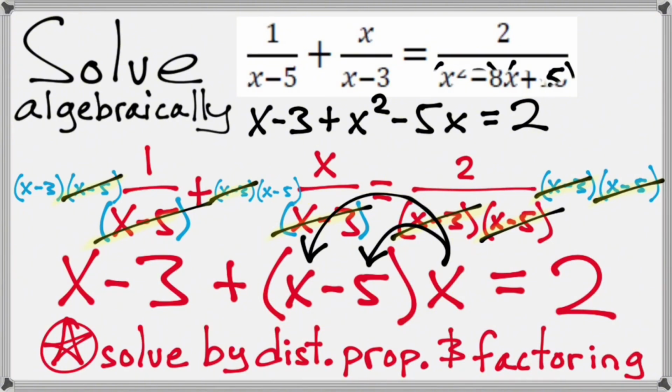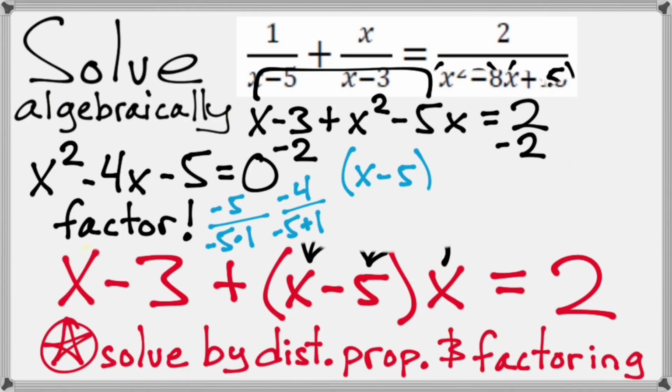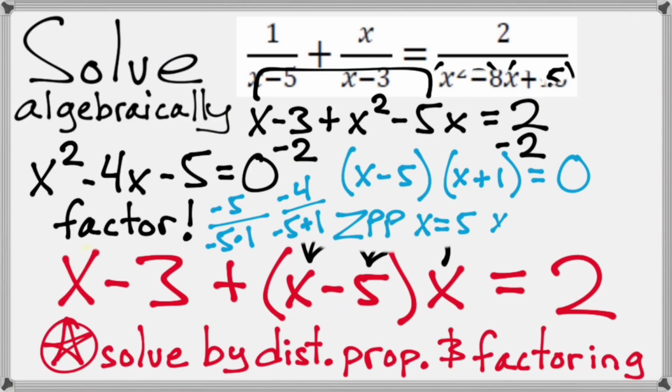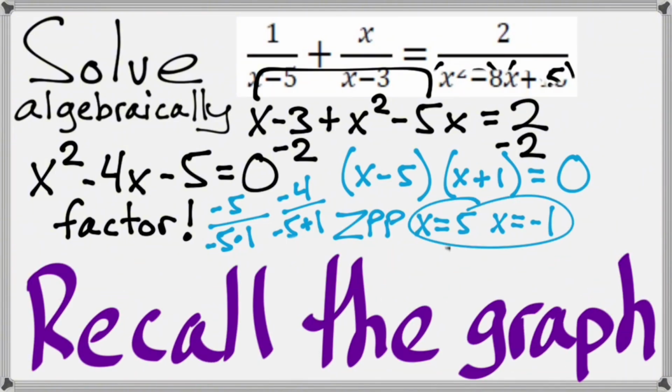And now we have to work our way towards factoring. We have some like terms that we can combine, and we need to set the entire function equal to 0. So you can see the x and the negative 5x combined to make negative 4x, and then the 2 right over here on the right, we would subtract 2 in order to set things equal to 0. And then through factoring skills that I'm assuming you are already somewhat familiar with, and then using the zero product property, you would be getting the two solutions of positive 5 and negative 1.